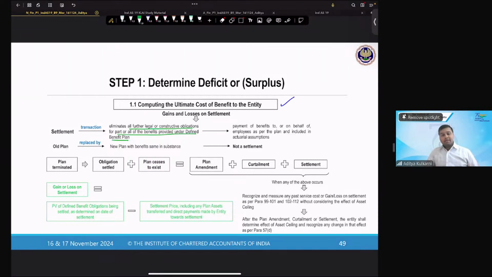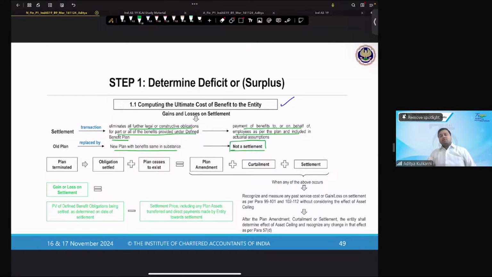So usko hum log bolte hain settlement. Are you able to follow? And it is basically a payment of benefits to or on behalf of employees as per the plan. And this is included in your actuarial assumptions. Are you able to follow? Yes. So if an old plan is replaced by a new plan with benefits same in substance, खाली नाम बदल दिया, but overall it's the same plan, then in effect it is not a settlement.